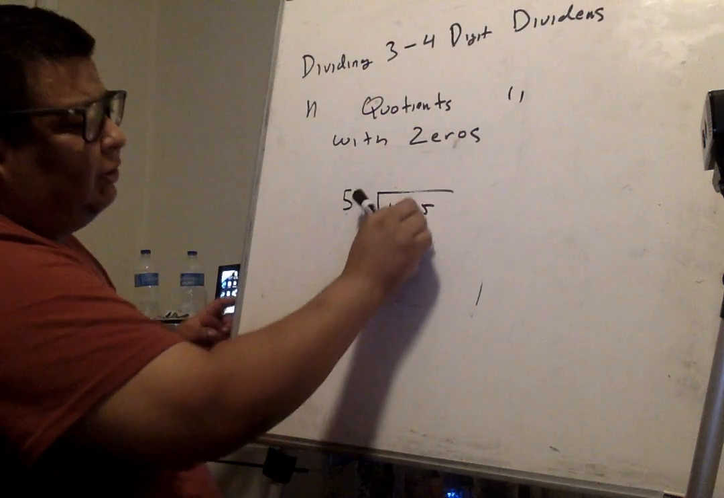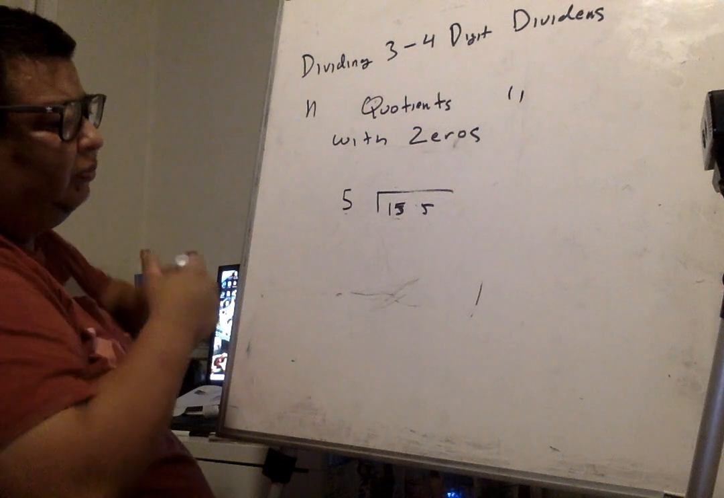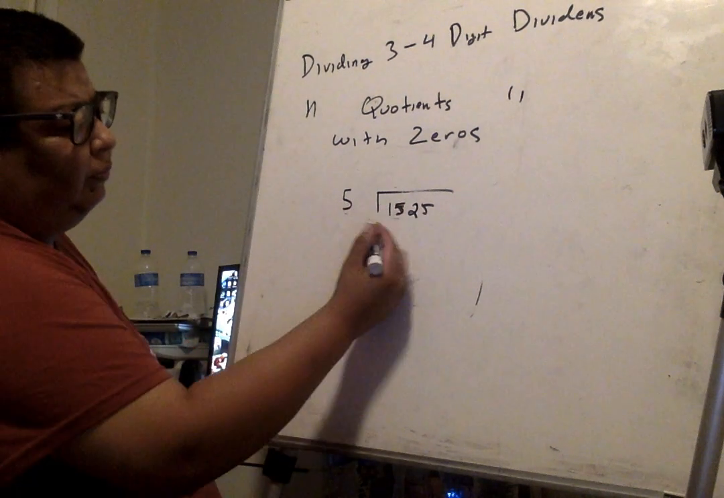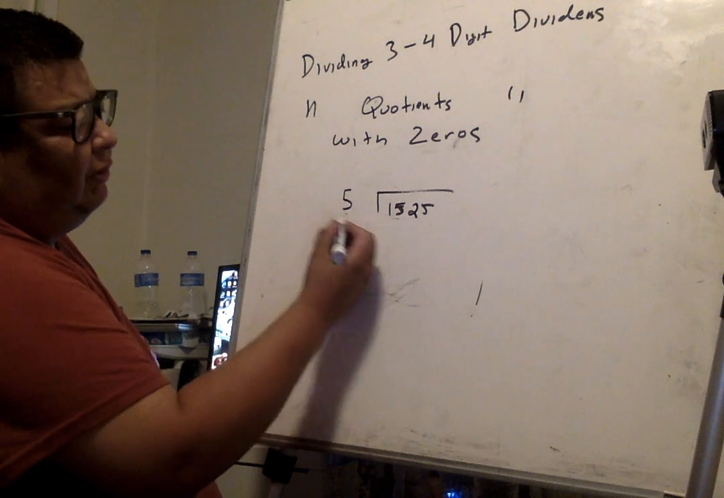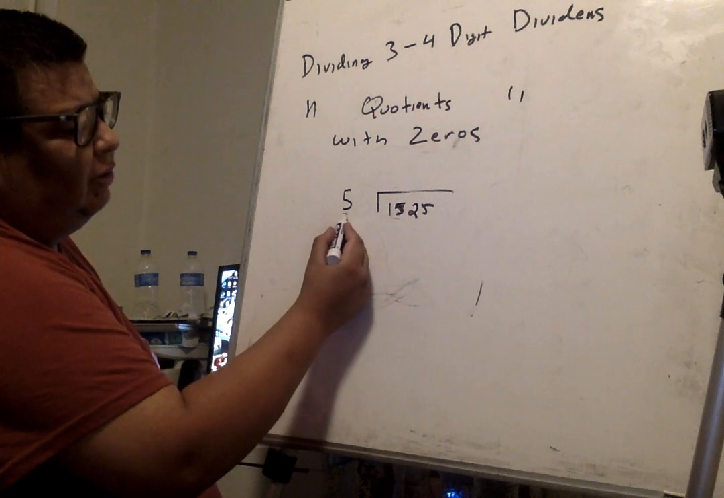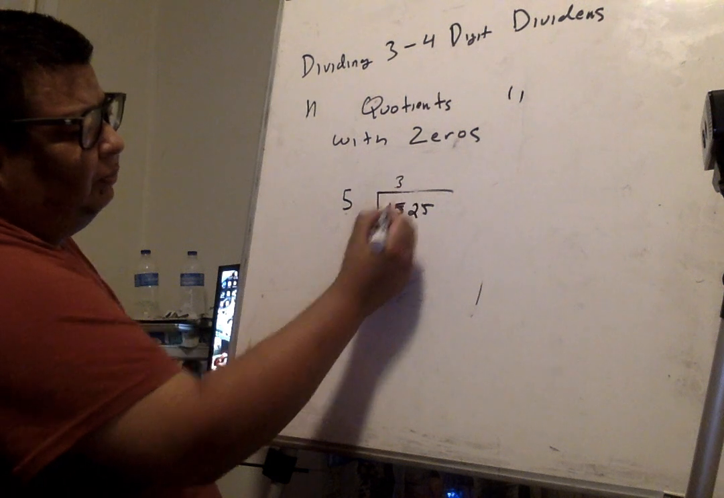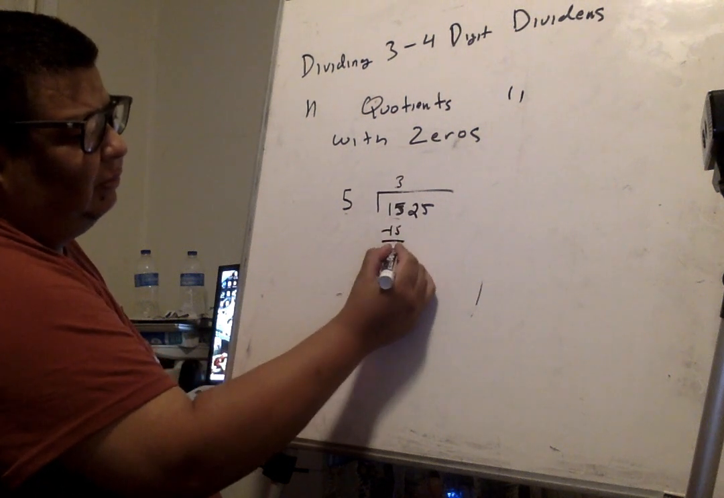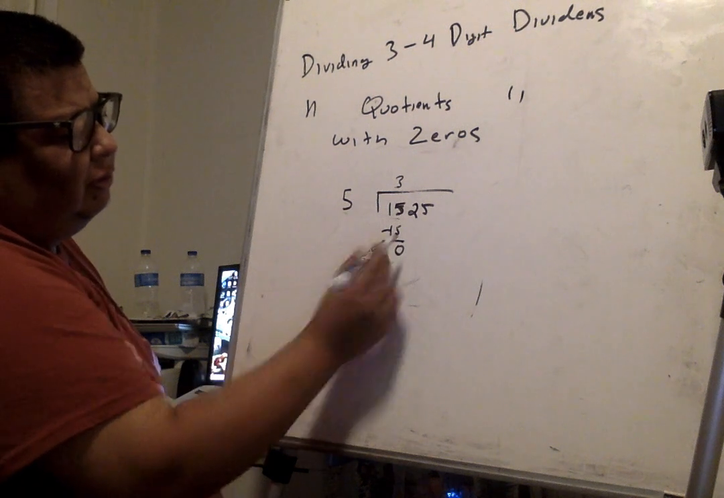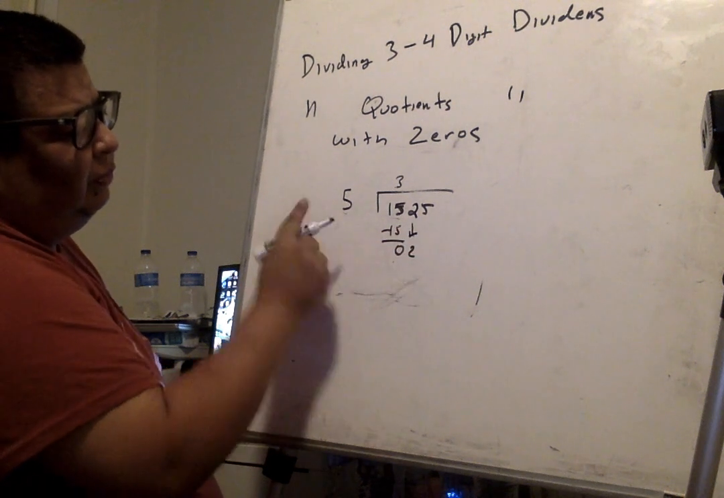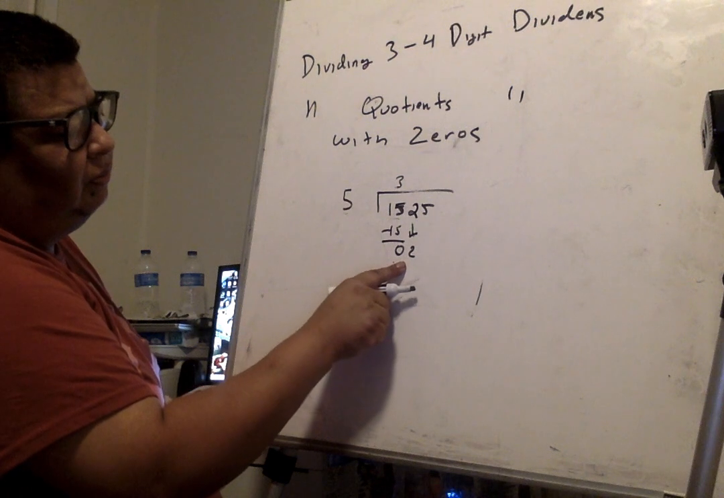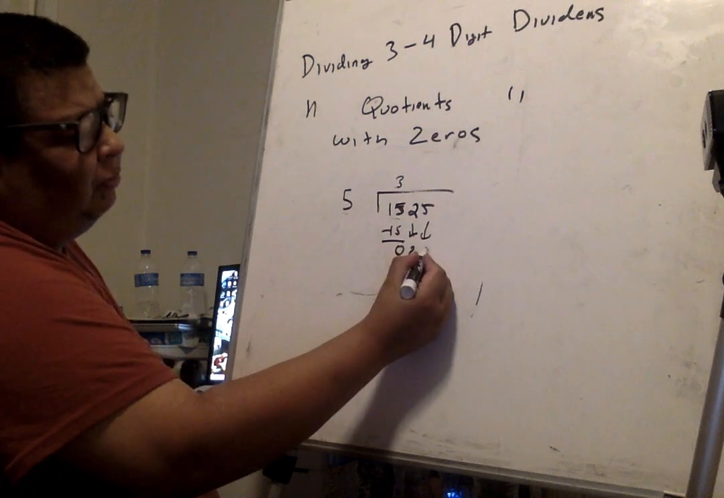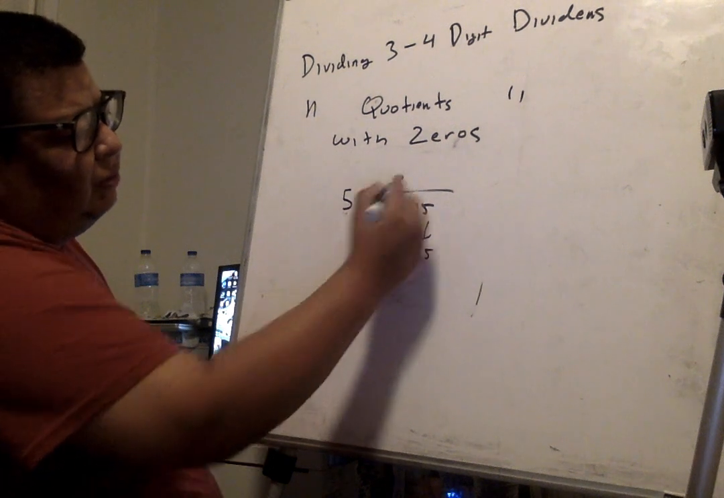For example, let's make this a 2. 1525 divided by 5. So again, how many times does 5 go into 15? 3 times. 5 times 3 is 15. 15 minus 15 is 0. Does 5 go into 0? No, so we bring down a 2. Does 5 go into 2? No. But now we're bringing down a non-zero digit, so 25. Whenever we do it like this, we need to put a 0.